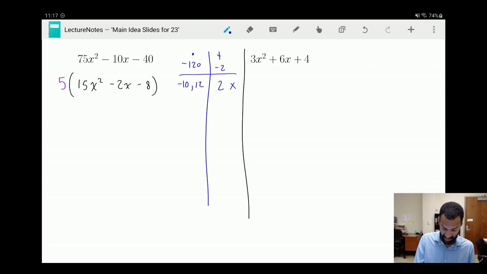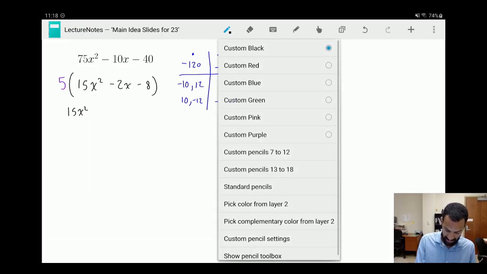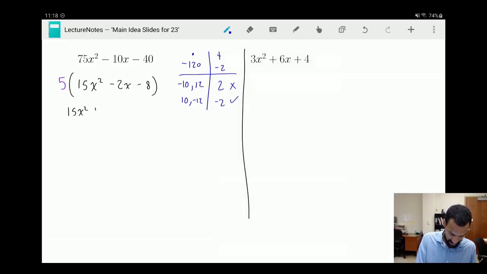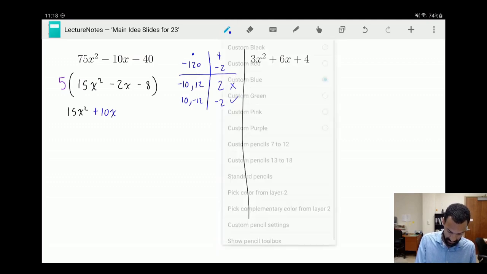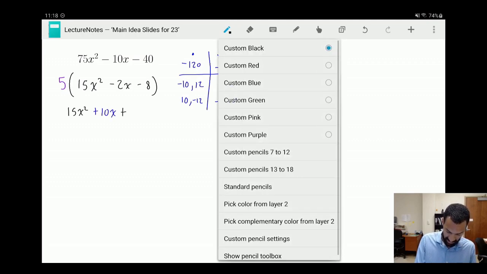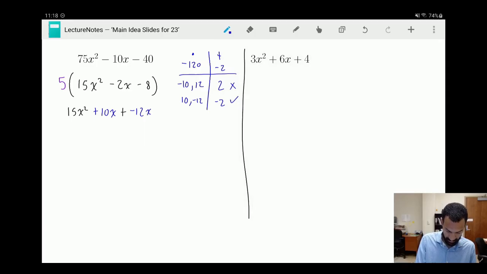So although that's not the right number, I mean, it's the right number, but the wrong sign, right? So let me just flip my signs around. 10 times negative 12 is negative 120, but 10 plus negative 12 is negative 2. So I found that one pretty quickly, actually. 10 and negative 12. So I'm going to use that to split up the negative 2x. It's going to be 15x squared plus 10x plus negative 12x minus 8.